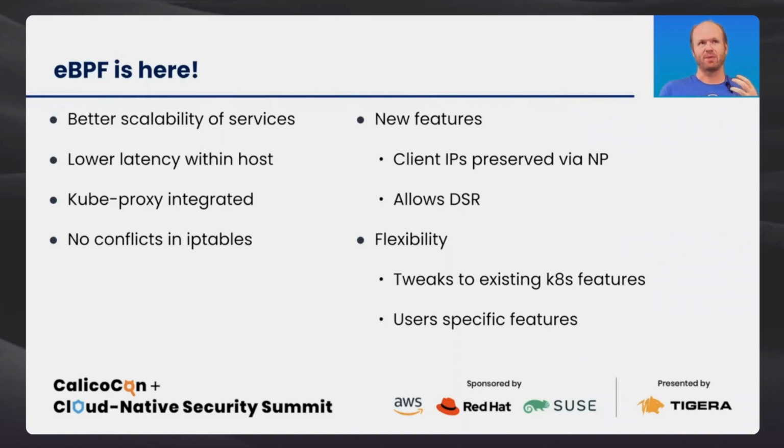The great thing about eBPF is that it allows us to implement new features. For instance, we can preserve the client IPs when clients access services over node ports. It also allows us to implement what is called DSR, the direct server return, which reduces the latency of services. And in general, eBPF gives us flexibility. It allows us to tweak existing Kubernetes features, and it allows us to implement new features that our users might want.